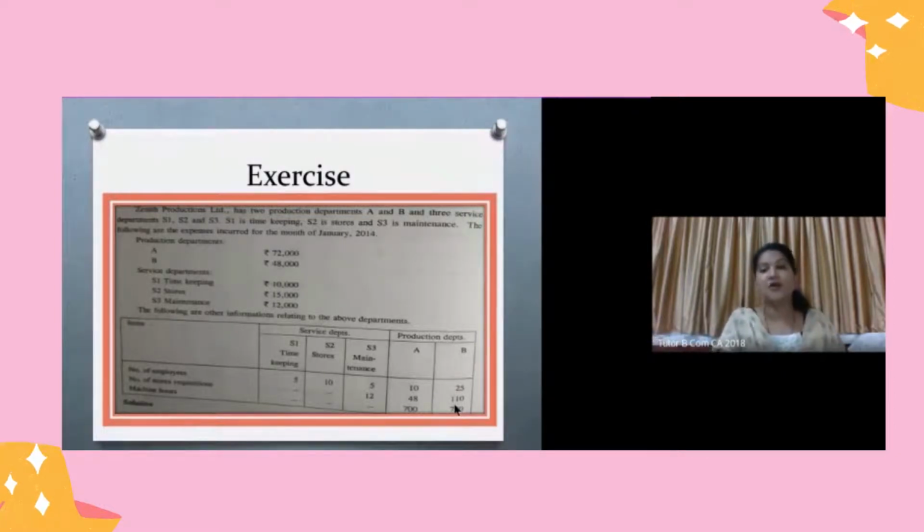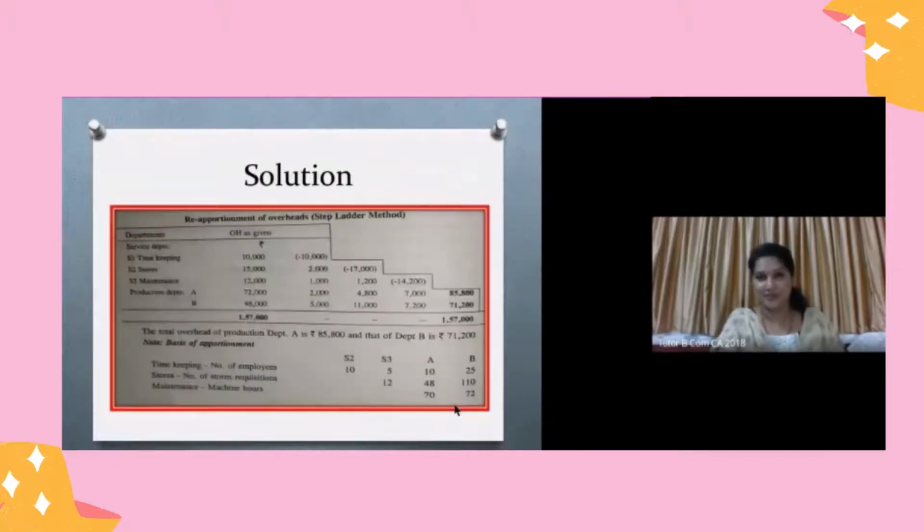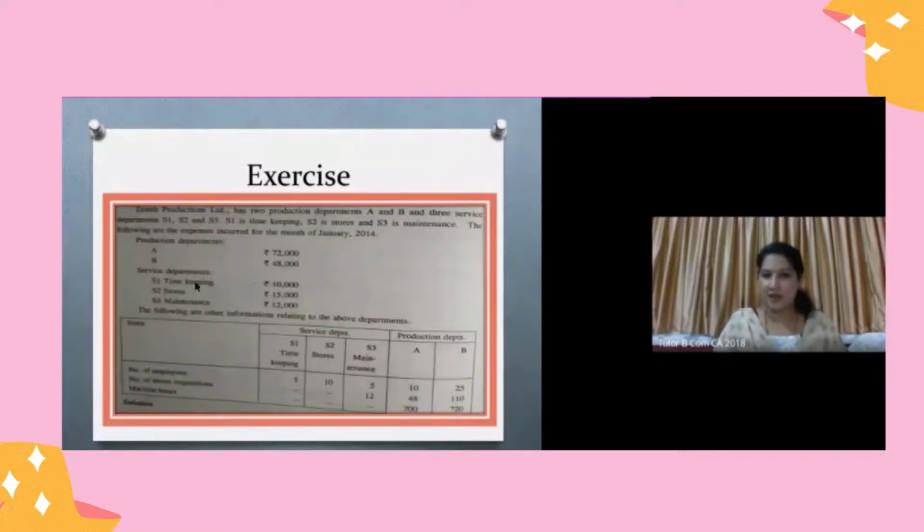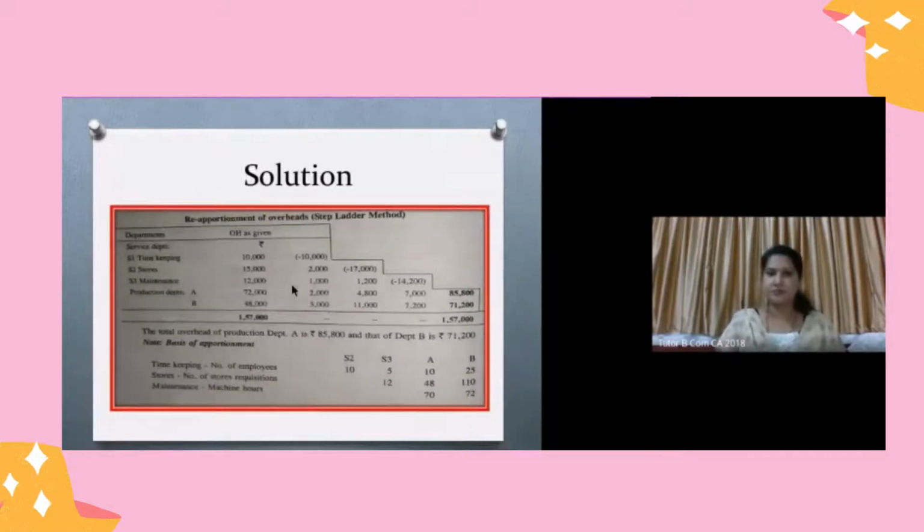Okay, so we are going to look at how to do this. Just listen to me very carefully. Sometimes you might feel why it appears like that, but this is very simple. You just have to understand how it is being done. You can see the service department S1, timekeeping department expense. Primary distribution summary of S1 is rupees 10,000.